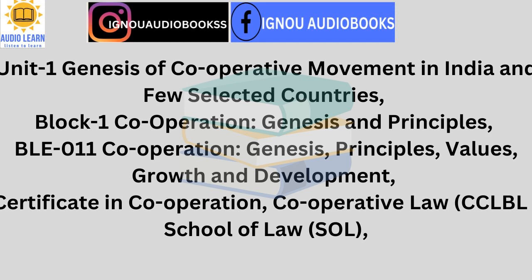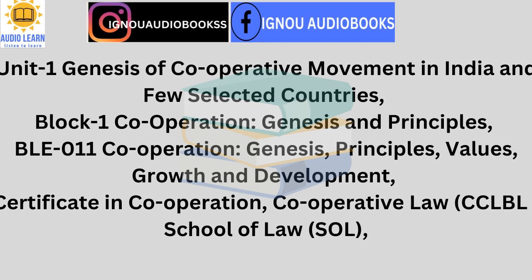Let us now summarize the points covered in this unit. 1.9 Summary. Cooperation is self-help as well as mutual help, in which a group of persons who are not financially strong come together and, by association with others and mutual support, obtain the advantages available to the wealthy people.